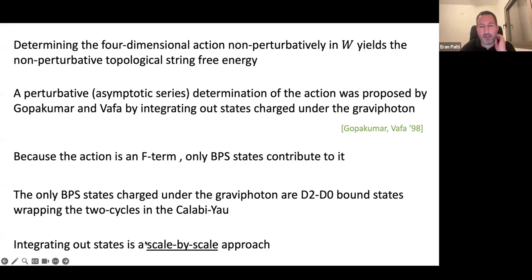And this is indeed a scale by scale approach, because you're actually just integrating out these states, just like Wilsonian integrating out in the path integral. So this is a scale by scale approach in that sense to topological strings, but it's still only in a perturbative asymptotic series. That's how it was understood.